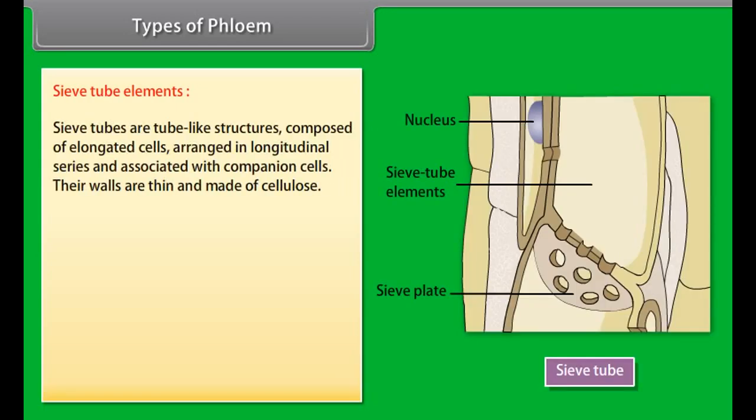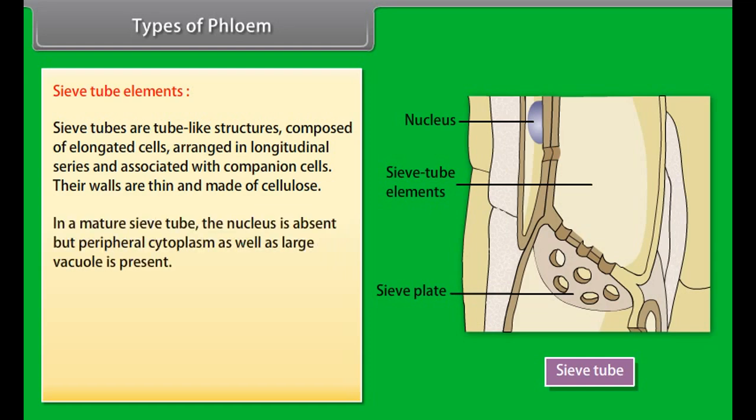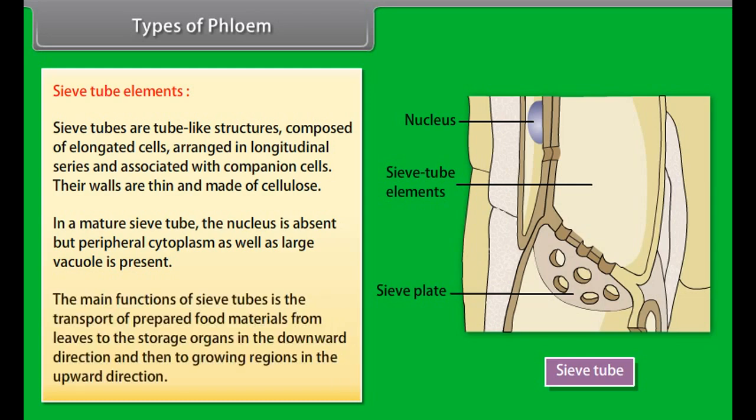Sieve tubes are tube-like structures composed of elongated cells arranged in longitudinal series and associated with companion cells. Their walls are thin and made of cellulose. In a mature sieve tube, the nucleus is absent, but peripheral cytoplasm as well as a large vacuole is present. The main function of sieve tubes is the transport of prepared food materials from leaves to the storage organs in the downward direction and then to growing regions in the upward direction.